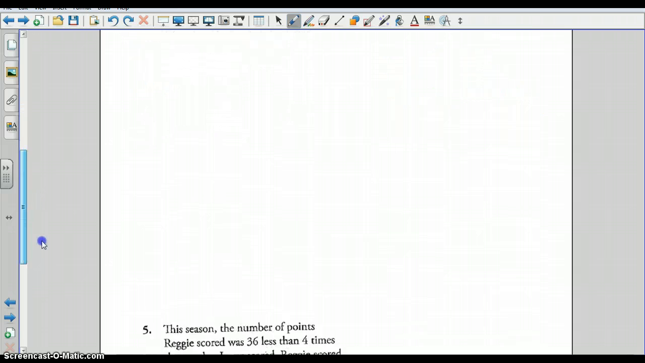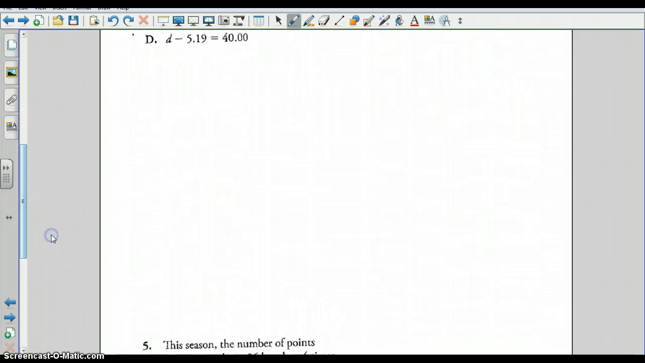Now on to the two-step equations. So let's just use this space here. What I'd like you to do is either get a separate sheet of paper out or find just a small spot on your paper to write this down.